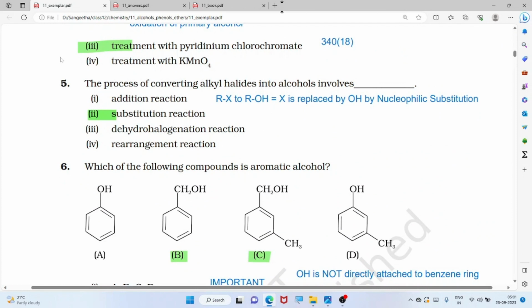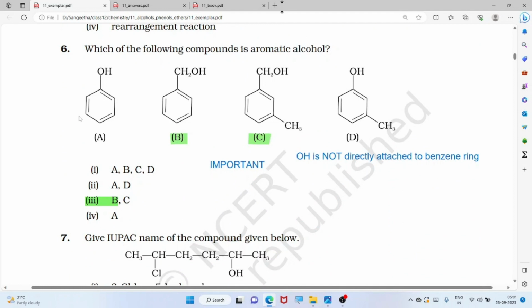The process of converting alkyl halides into alcohols involves RX, alkyl halide, into alcohols. The X will be replaced by the OH by nucleophilic substitution.